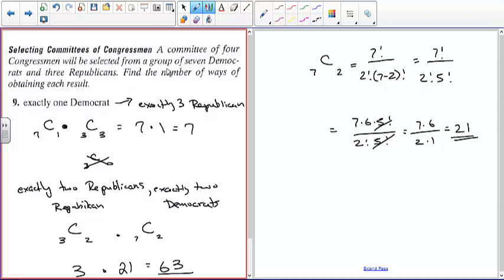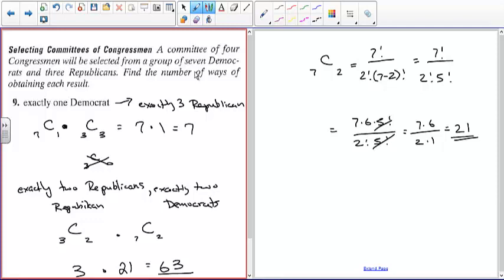So the key thing here is doing these two-part problems involving Republicans and Democrats. One part is choosing the number of Democrats, one part is choosing the number of Republicans. If you're dealing with Congress, you're going to have a total of 432, I guess it is. And then you're going to pick a smaller number of that, maybe 4 or 5 people of each party, to be in the committee.